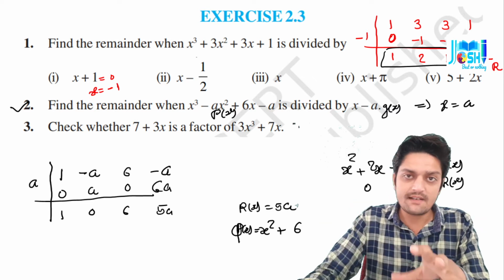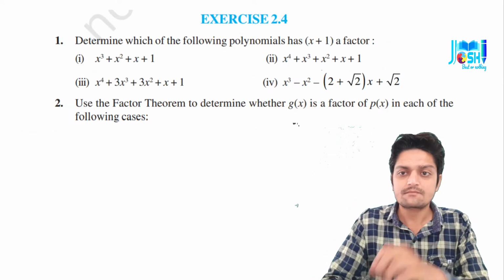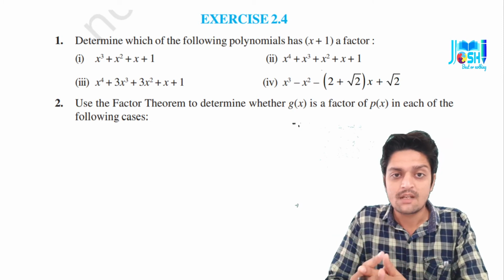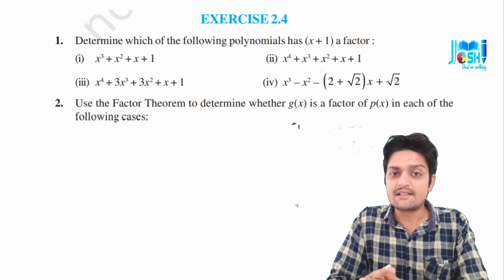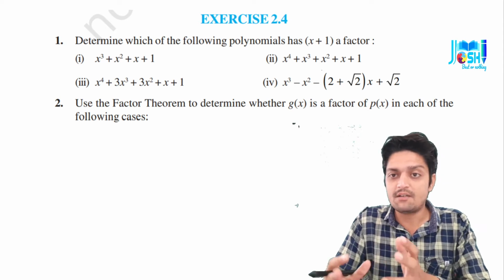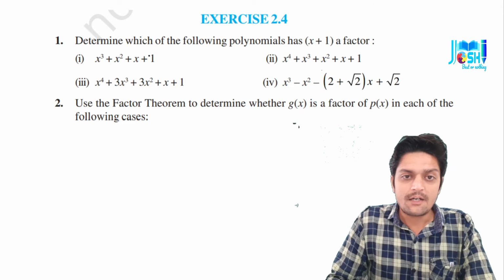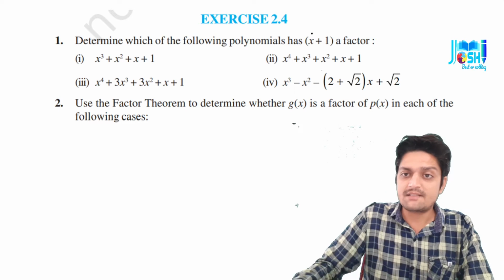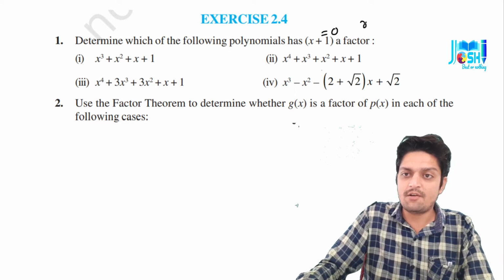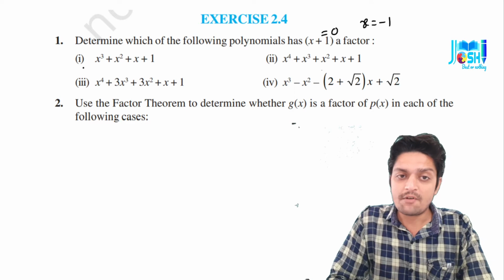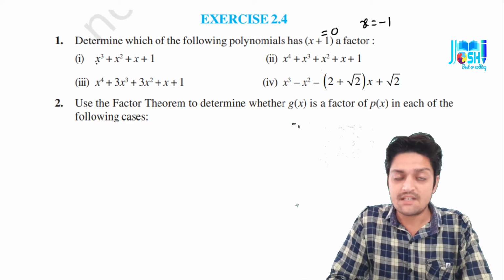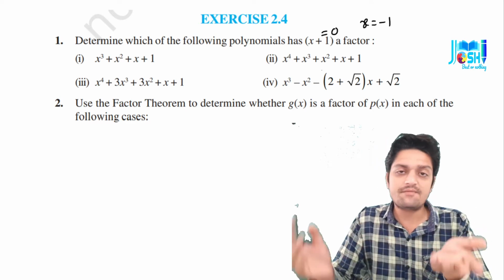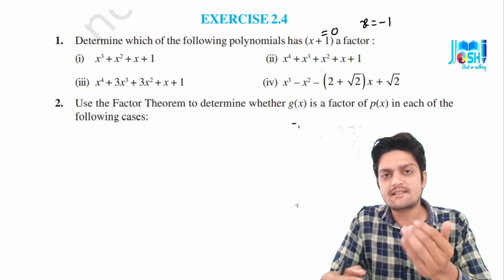Okay, the third question is like that only, so you have to solve it. Now this is the question, sorry, exercise number 2.4. We have to determine whether x plus 1 is a factor or not. Determine which of the following polynomials has x plus 1 as a factor, means x plus 1 is equal to 0, so the value of x is equal to minus 1, and everywhere you have to put minus 1 instead of x, and afterward you have to simplify. If the answer comes 0, then it is a factor, otherwise it is not. In the previous exercise we have done the same thing.